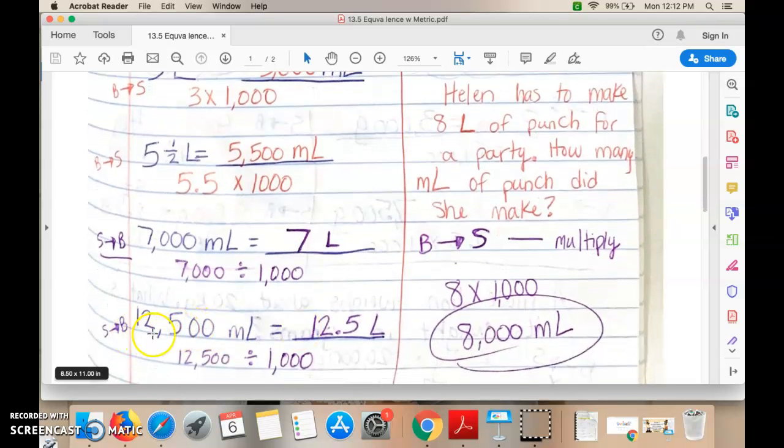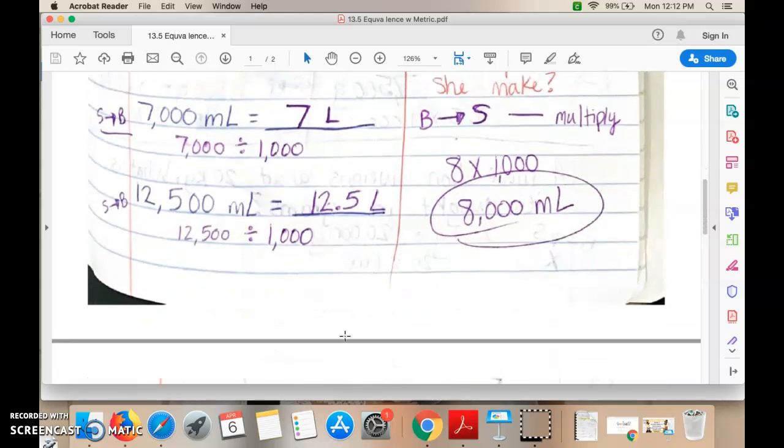Okay, and if I have 12,500 milliliters, again, I'm going from a smaller to a bigger, because I'm going from milliliters. I'm trying to find out how many liters. I'm going to take 12,500 and I'm going to divide that by 1,000. And I would get 12.5 liters.